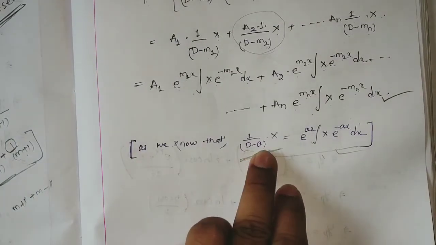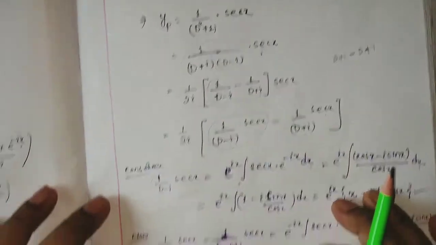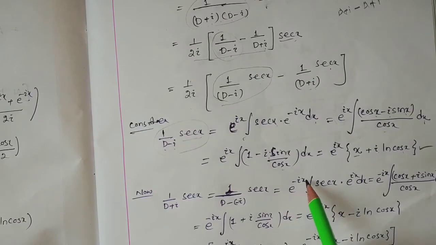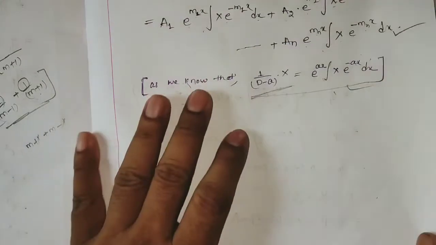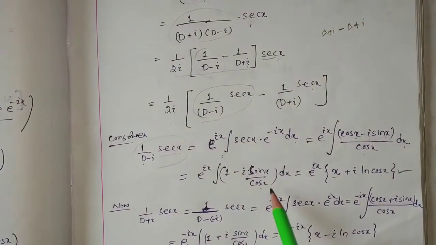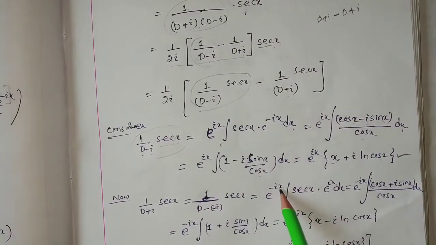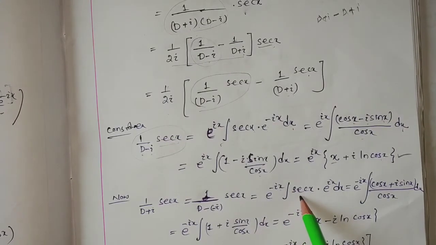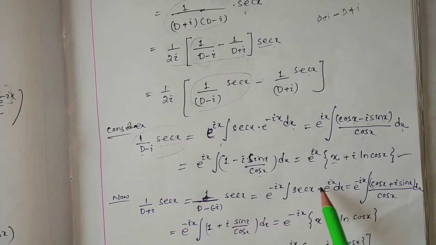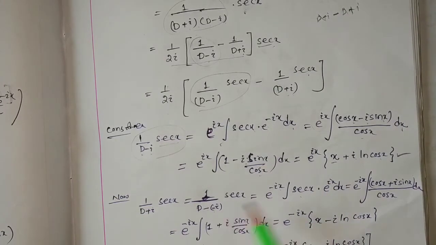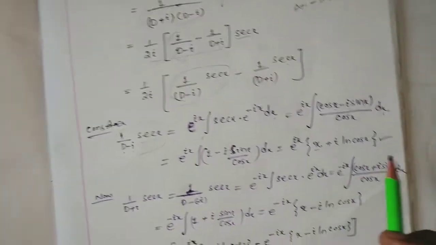So here D minus a, if I am going to follow this one, D minus a, here a is how much? a is your minus i sec x. So e to the power ax, as per this formula, e to the power ax, that means e to the power minus ix, integration of source function is sec x into e to the power minus of ax. Already a is minus i, so it will be plus ix dx.